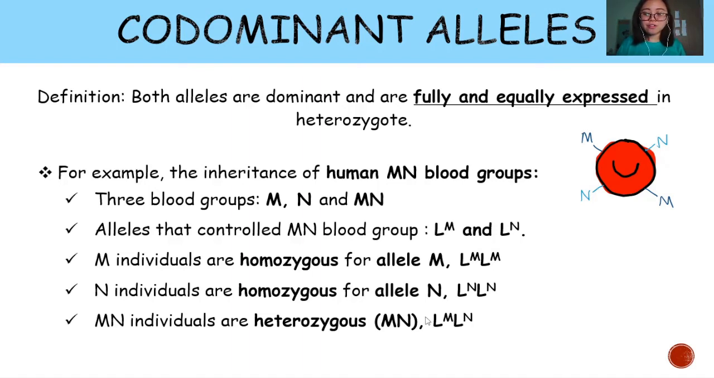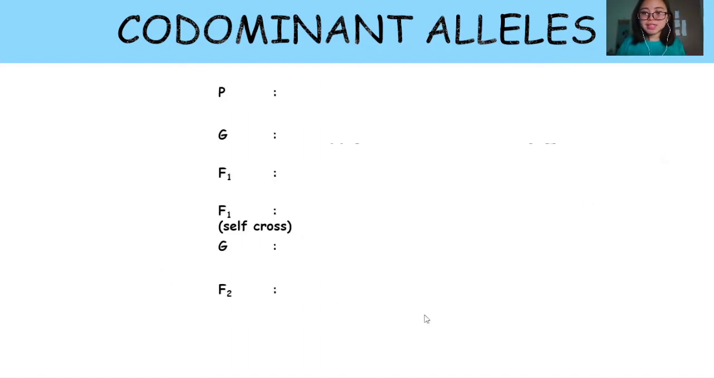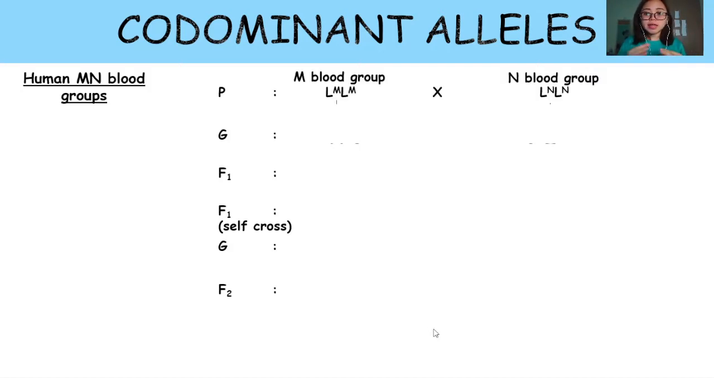Okay, so let us have a deeper dive into this and look at the genetic diagram. Mari kita cuba buat genetic diagram untuk codominant allele yang kita bincang tadi. Okay, we're looking at human MN blood groups. Let us start with two homozygous parents. The first parent is homozygous M blood group. The second parent is homozygous N blood group. Jadi kita tulis dia punya genotype sebagai LM, LM cross with LN, LN. Dan ini adalah phenotype dia. Phenotype dia M blood group, N blood group.